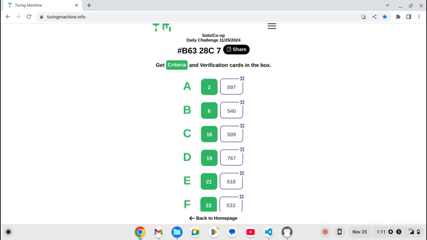Let's begin. Today is November 25th, 2024, and we're solving the Daily Turing Machine Puzzle. Today's puzzle uses the following 6 criteria cards: criteria card 2, 6, 16, 19, 21, and 22. And the puzzle uses the purple verification cards. The code above is your way to get more information on today's puzzle by searching the code on turingmachine.info. Let's go solve.